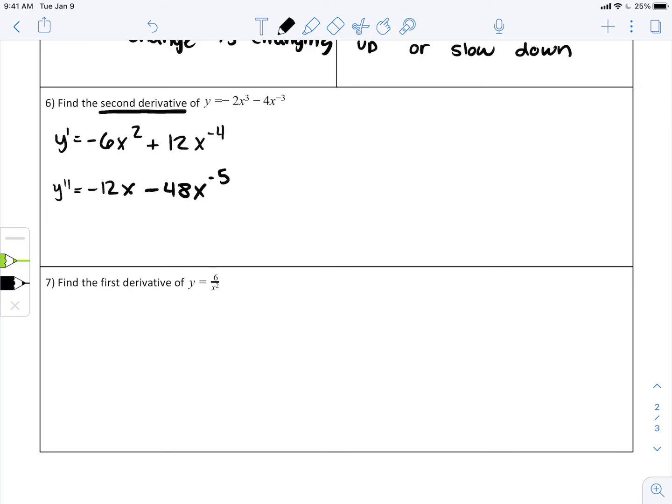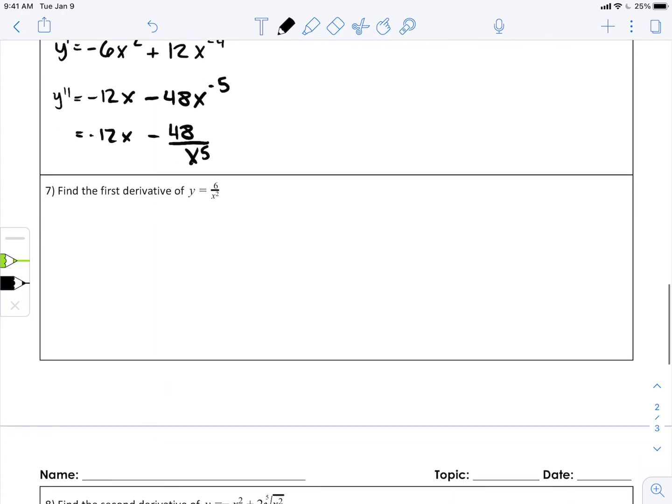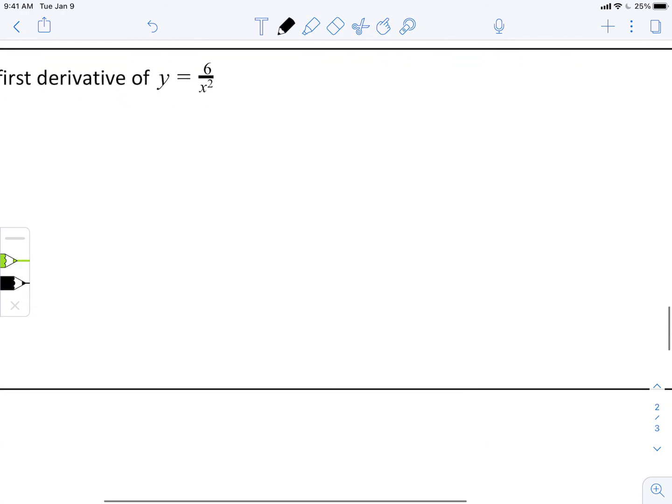We could either leave this here. If we wanted to get rid of the negative exponent, we could rewrite this as minus 48 over x to the positive 5th power. Let's look at a couple more.